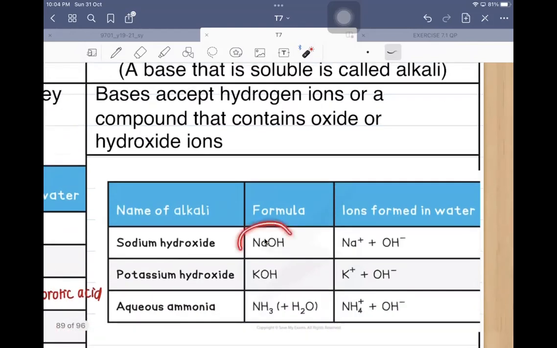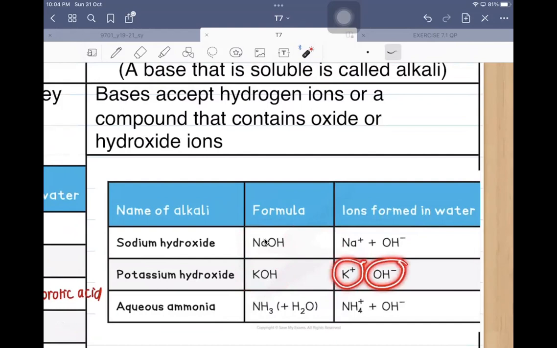Sodium hydroxide, the formula is NaOH. In water, they form ions as Na plus and OH minus. Potassium hydroxide, KOH. In water or in aqueous form, they exist as K plus and OH minus.